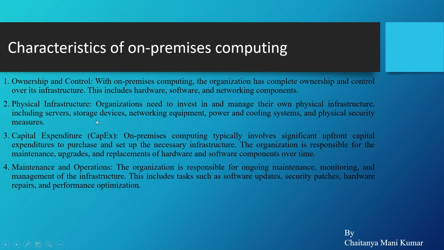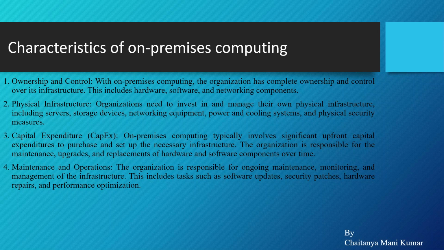Next one is physical infrastructure. Organizations need to invest in and manage their own physical infrastructure, including servers, storage devices, networking equipment, power and cooling systems, and physical security measures. So what is the physical infrastructure that is required for an organization? The entire thing has to be configured or owned by the company itself.